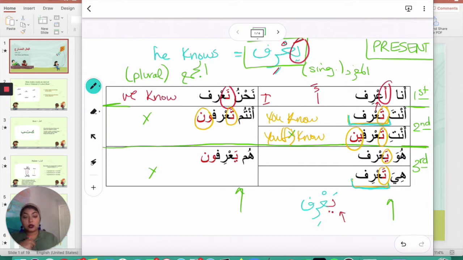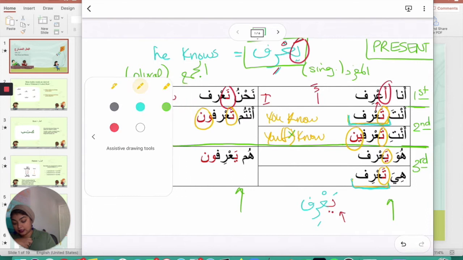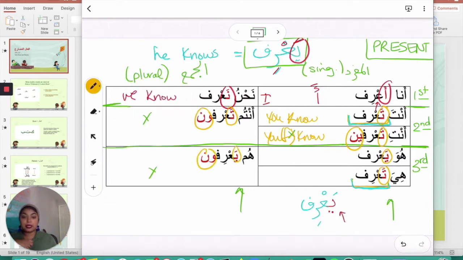Okay, and hum, يعرفون. So we have hum, we take the huwa form, which is يعرف, and then we have the ya, and then we simply add to it waw nun. Okay, hum يعرفون.